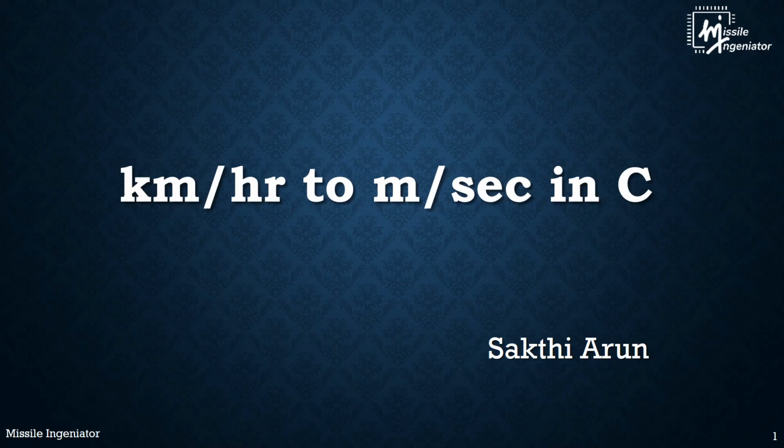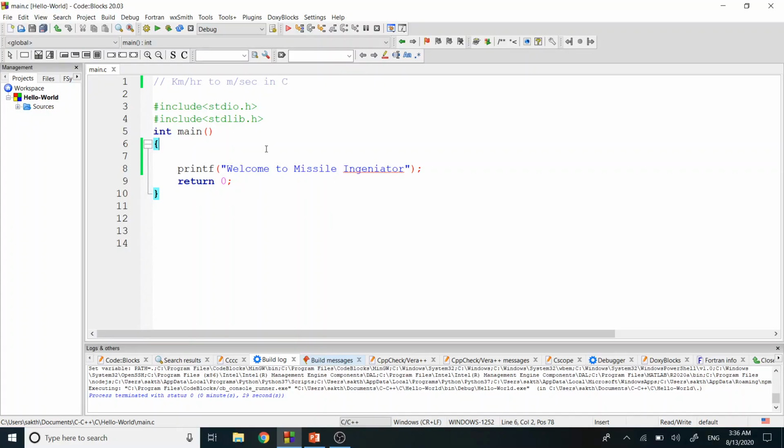In this lecture video, I'm going to explain how we convert kilometer per hour to meter per second in a C program. To do that, let us first declare the data types as float. We have to get the values of kilometer per hour, and we are using float as the data type because these values might be decimal or fractional values. So you have to declare a float, because integer doesn't take decimal values.